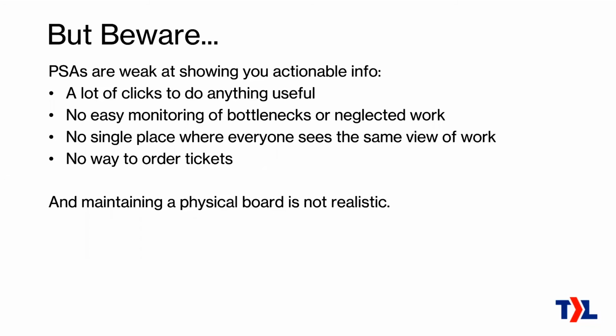The PSAs, both ConnectWise and AutoTask, are pretty weak at showing you actionable info. It takes a lot of clicks to do anything. It's hard to monitor for those bottlenecks or neglected work. There's no single place where everybody sees that work, and there's no way to order those tickets, which is a pretty important part of the process. You can do those things with a physical Kanban board, sticky notes on the wall, but it's a lot of work. It's not really realistic.